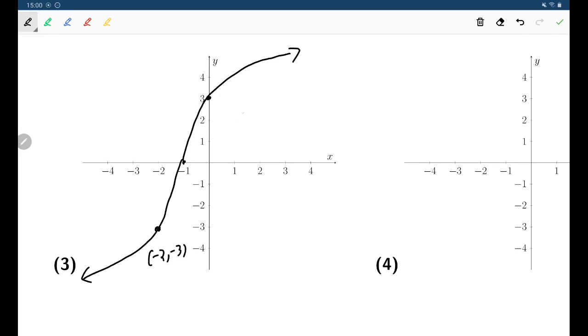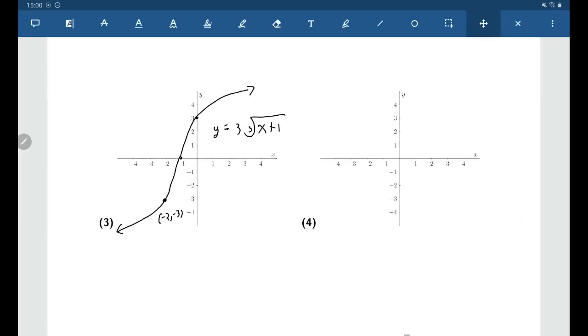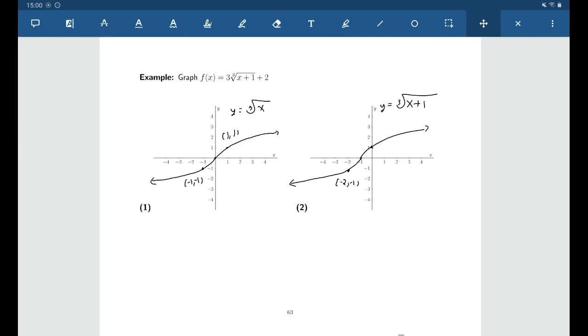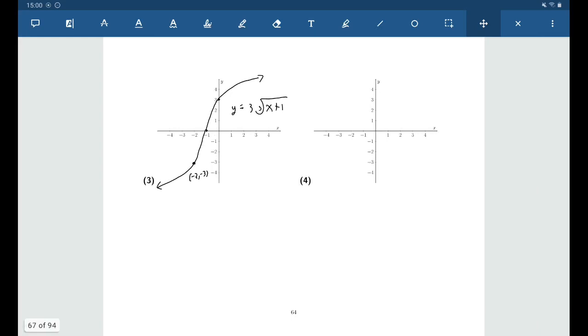And so there we go. We've got our graph of 3 times the cube root of x plus 1. And you can see, comparing it to the previous graph, that it is 3 times taller than the original graph was, stretched vertically now by a factor of 3.